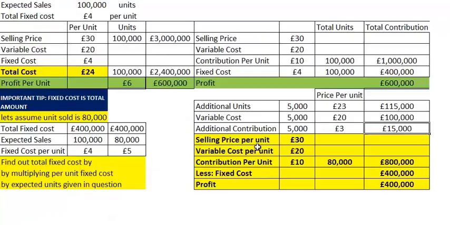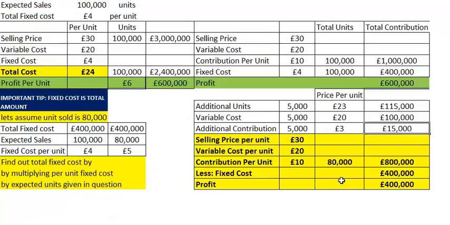Assume your selling price is 30 pound, your variable cost is 20 pound. Contribution per unit is selling price minus variable cost. We get 10 pound per unit contribution. When you multiply the level of activity, which is 80,000, by 10 pound per unit contribution, we get a total contribution of 800,000. You deduct fixed cost from total contribution of 800,000, we get the total profit of 400,000.